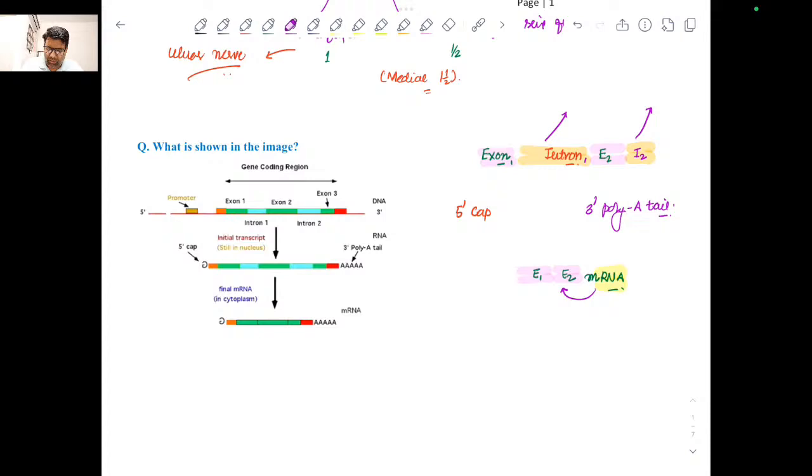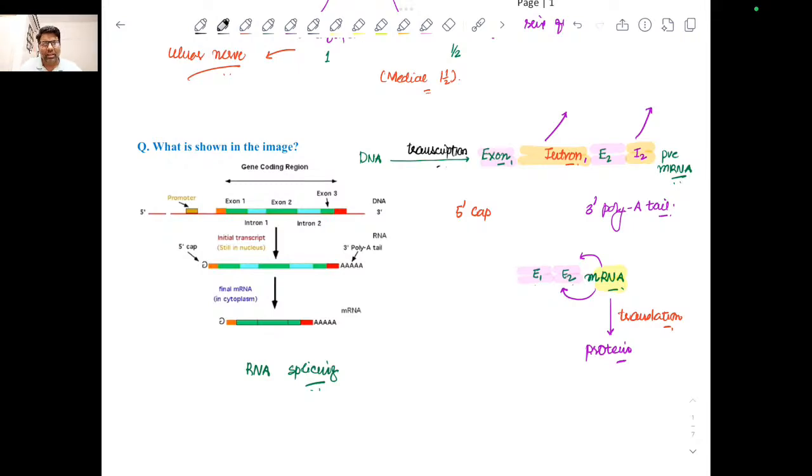So what is this known as? RNA splicing. Here the unnecessary material in the form of introns is removed, and only the coding part, the exon, remains within the mRNA, because we know that from mRNA proteins are synthesized, and this process is known as translation. Clear? This is pre-mRNA, the segment of RNA derived from the DNA by the process we call transcription. DNA to mRNA is transcription, and then mRNA to proteins is translation.